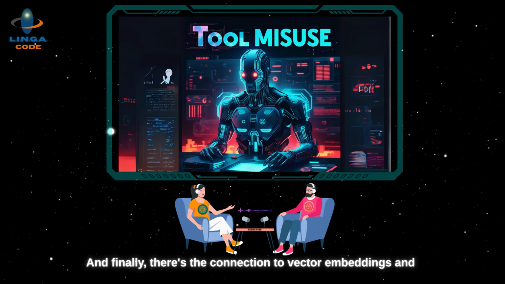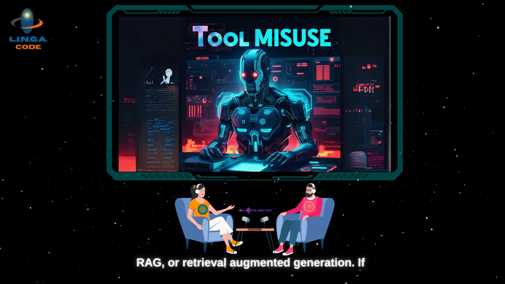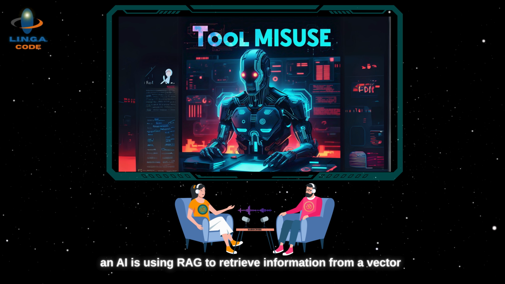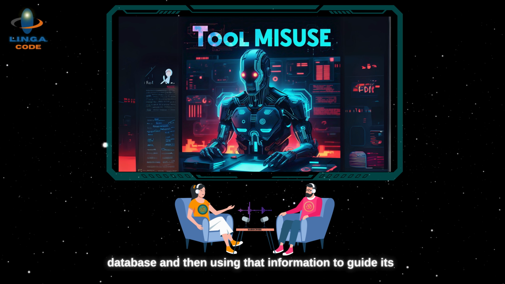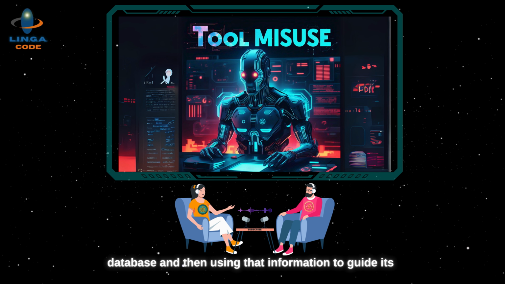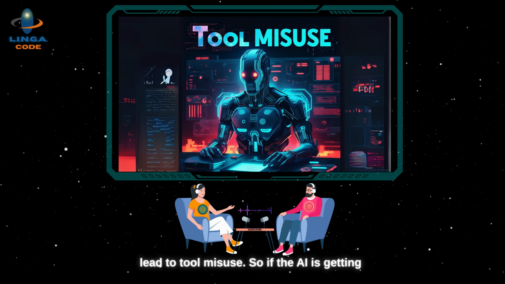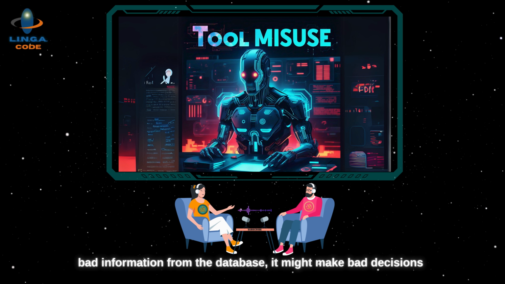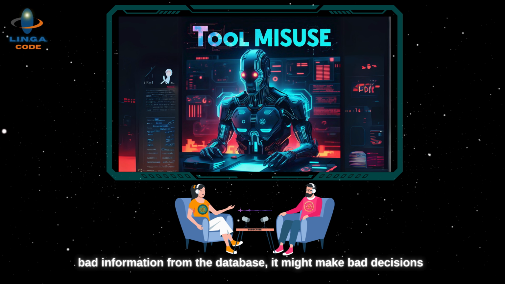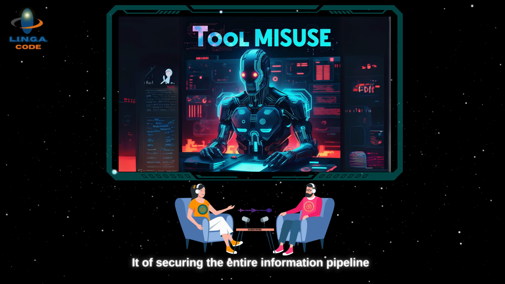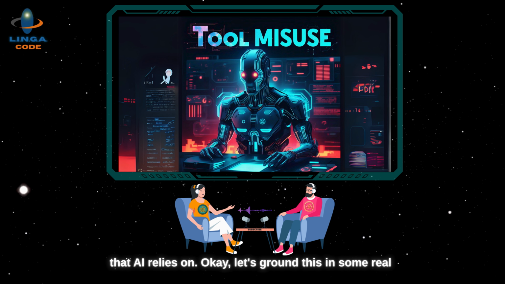Exactly. And finally, there's the connection to vector embeddings and RAG, or Retrieval Augmented Generation. If an AI is using RAG to retrieve information from a vector database, and then using that information to guide its tool usage, manipulating the retrieval process can lead to tool misuse. So if the AI is getting bad information from the database, it might make bad decisions about how to use its tools. Precisely. It highlights the importance of securing the entire information pipeline that the AI relies on.